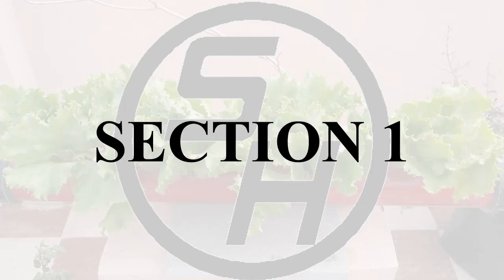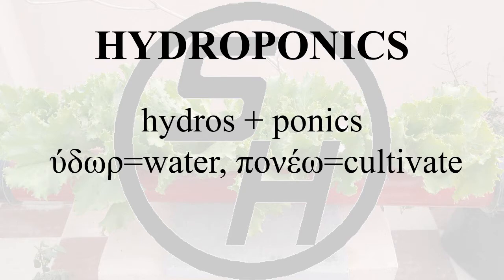In this video, we will cover a few basics of hydroponics, like what are the uses, advantages, disadvantages, and hydroponics in our history. What is the origin of this word? It's basically a Greek word which is a combination of two words, hydros and ponics, which simply together means water cultivation or water culture.